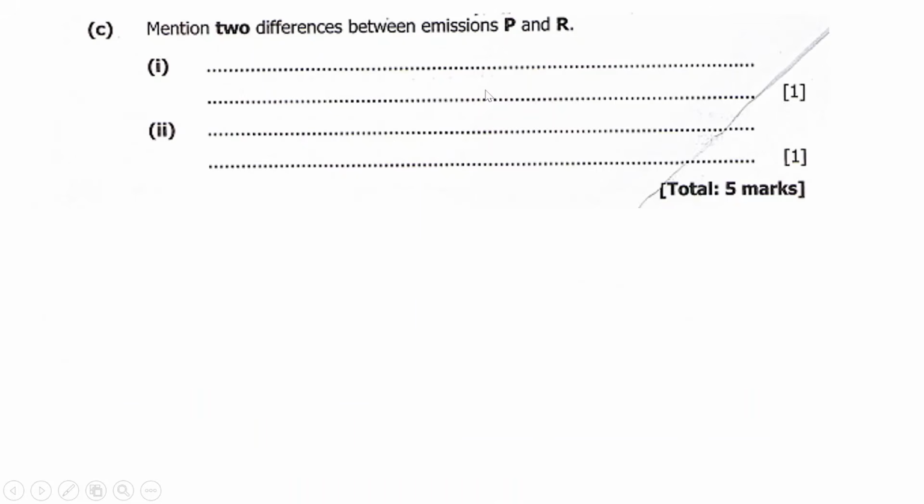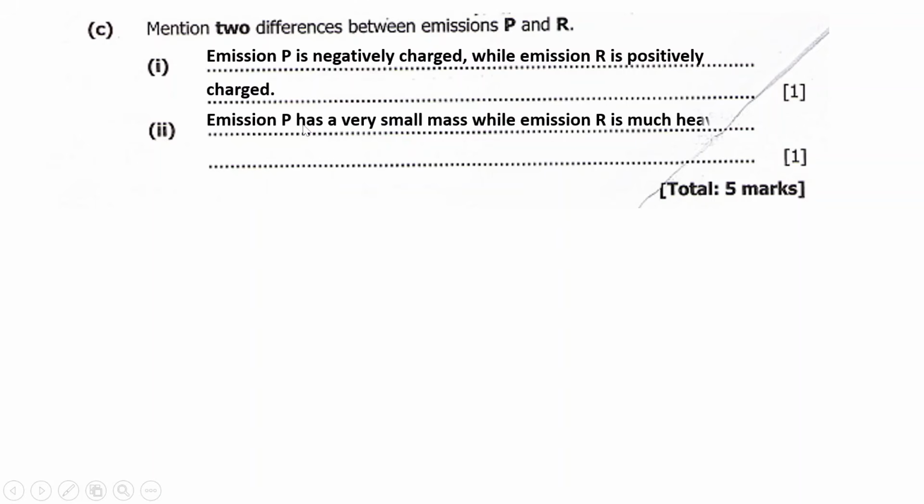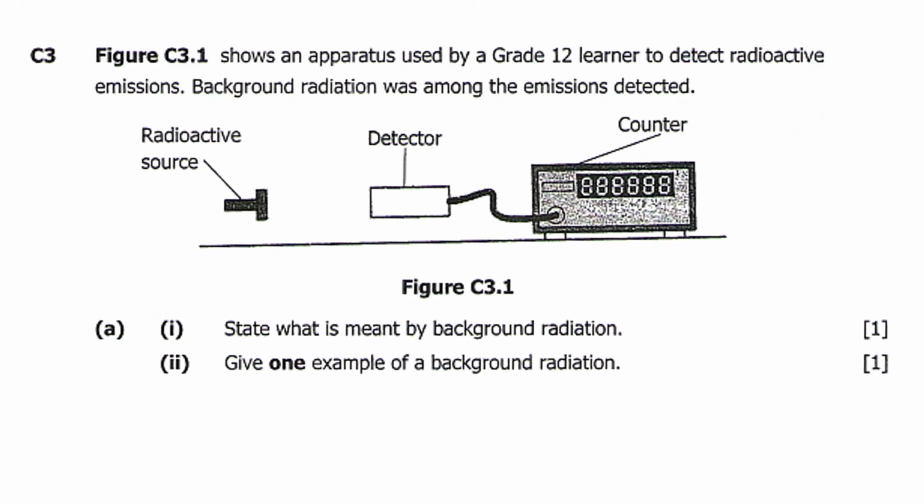So now in putting our answers, the first answer is that emission P is negatively charged while emission R is positively charged. Then the second difference is that emission P has a very small mass while emission R is much heavier. Okay, so this question came from section B number 9 in the 2023 science paper 1 GCE. Then we go to section C.